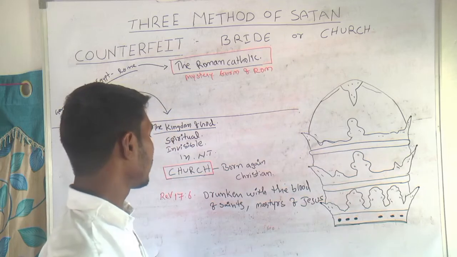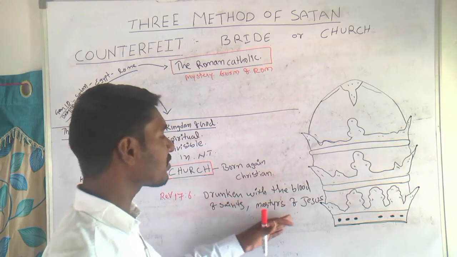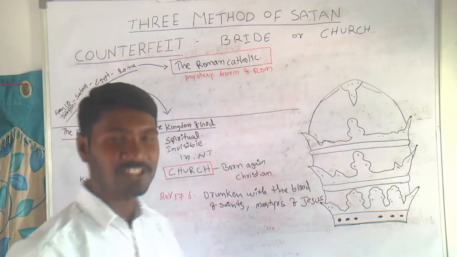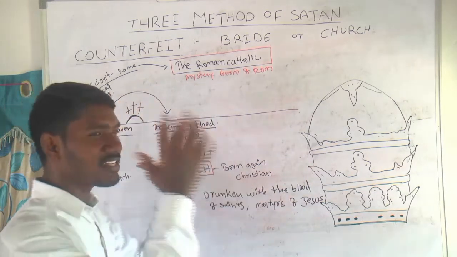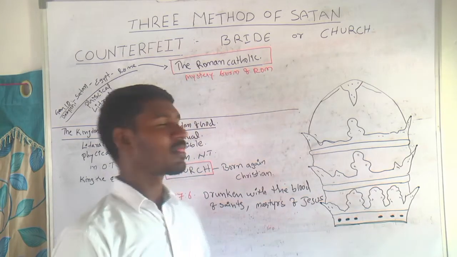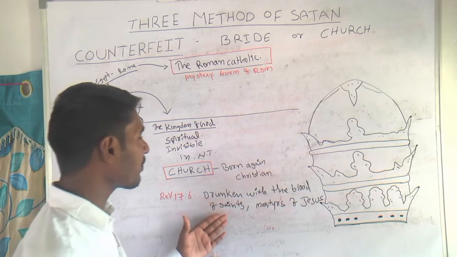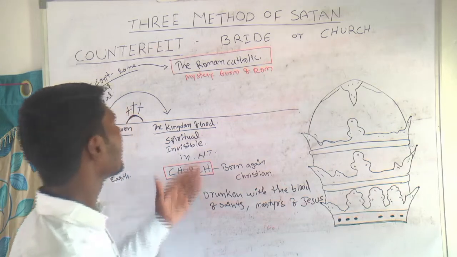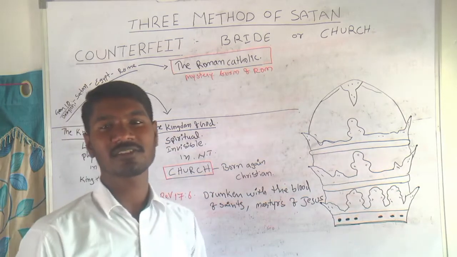For the last 1500 years, this woman has been drinking the blood of saints and martyrs of Jesus. This is the Roman Catholic Church. Please read church history. When you read church history, you will come to know this Roman Catholic Church belongs to Satan. Please read these verses, Revelation chapter 17 verse 6: drunken with the blood of the saints, martyrs of Jesus, that woman. Here the Roman Catholic Church is drinking the blood of the saints and martyrs of Jesus.